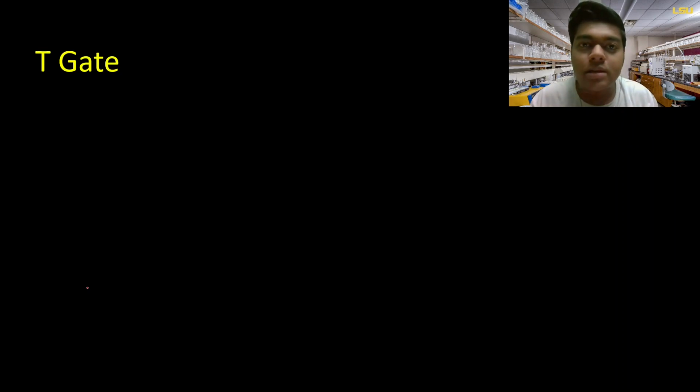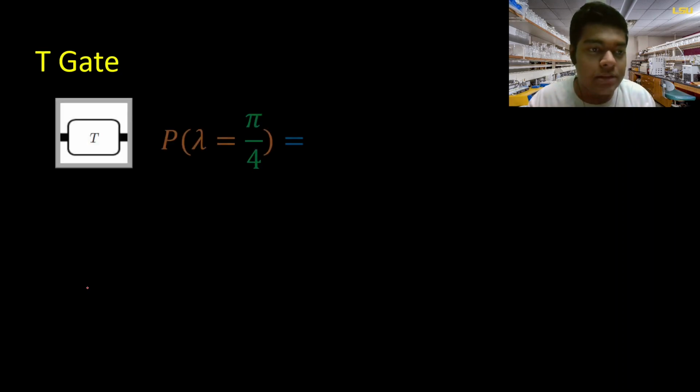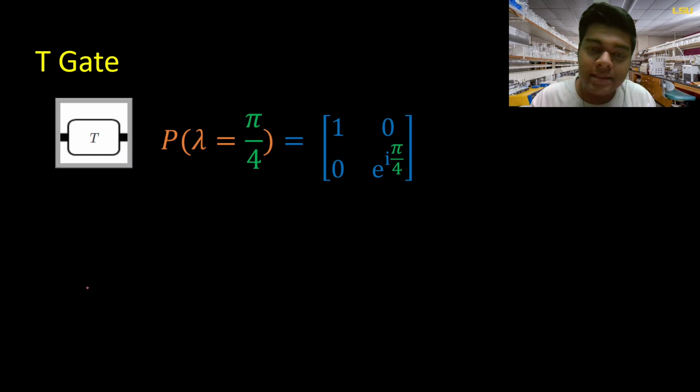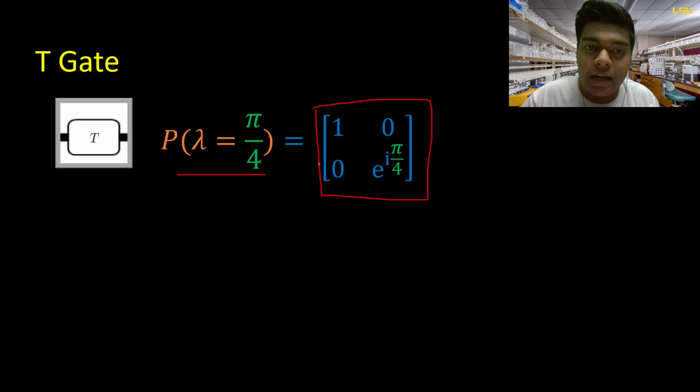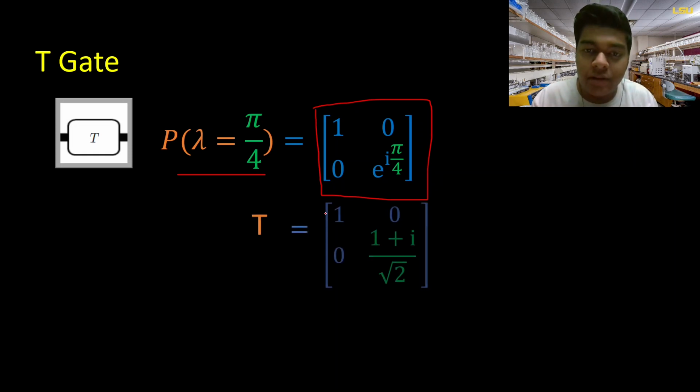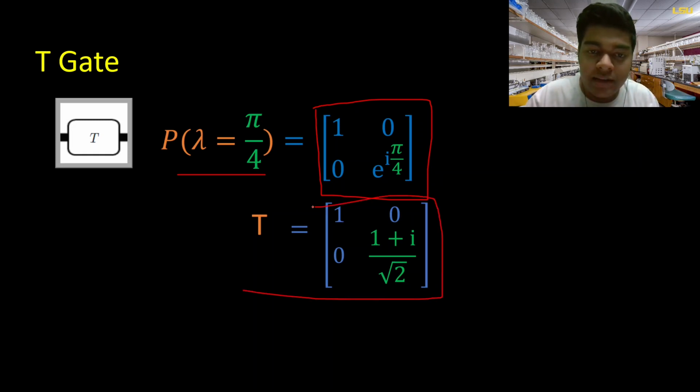So let's first try to understand the T gate. This is the symbol and this is the matrix. Again, we have the T gate as a special case of the phase gate where lambda equals pi by 4, and we just substitute the lambda value into the matrix for the phase gate, and we get this. And if we calculate the value of e to the power i pi by 4, what we get is this. So this is what represents the matrix for the T gate.